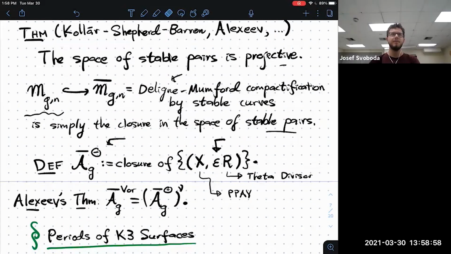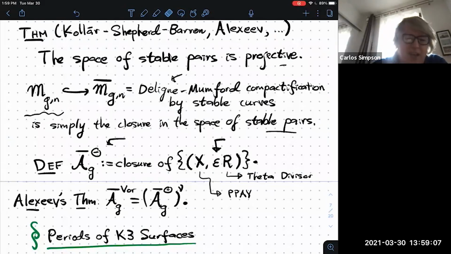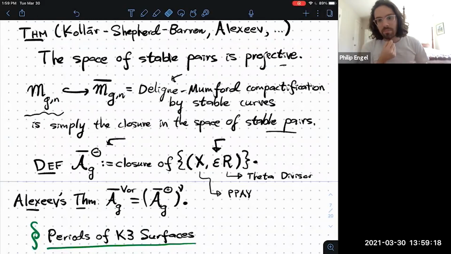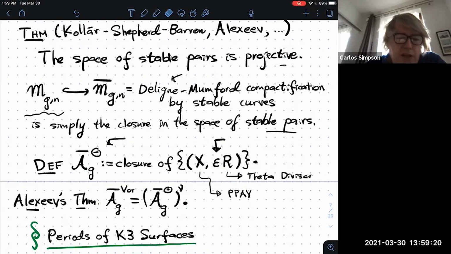Now, does anybody have any questions? I could start with a more general type of question, which is, can you get other compactifications of MGN? There's these R spin curve things and stuff like that. You mean as a moduli space of stable pairs? Well, I mean, as a closure inside some kind of thing like that, yeah.